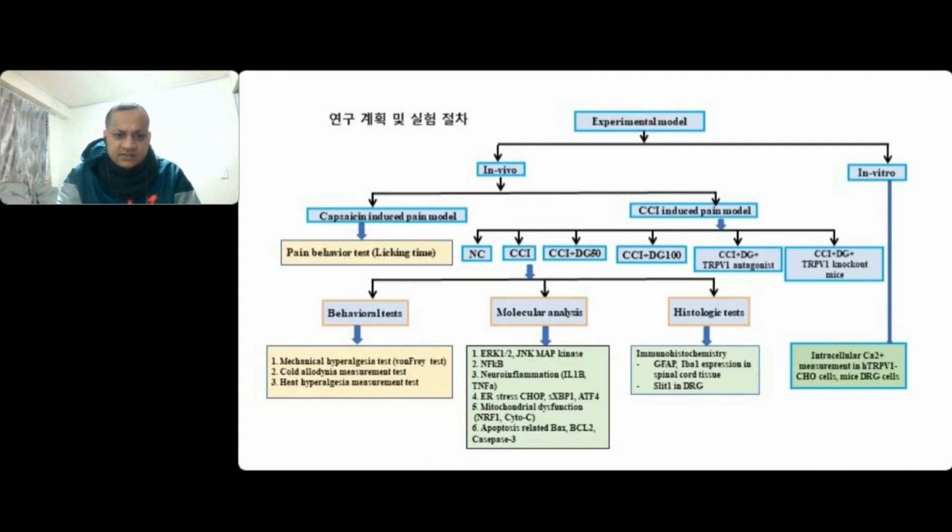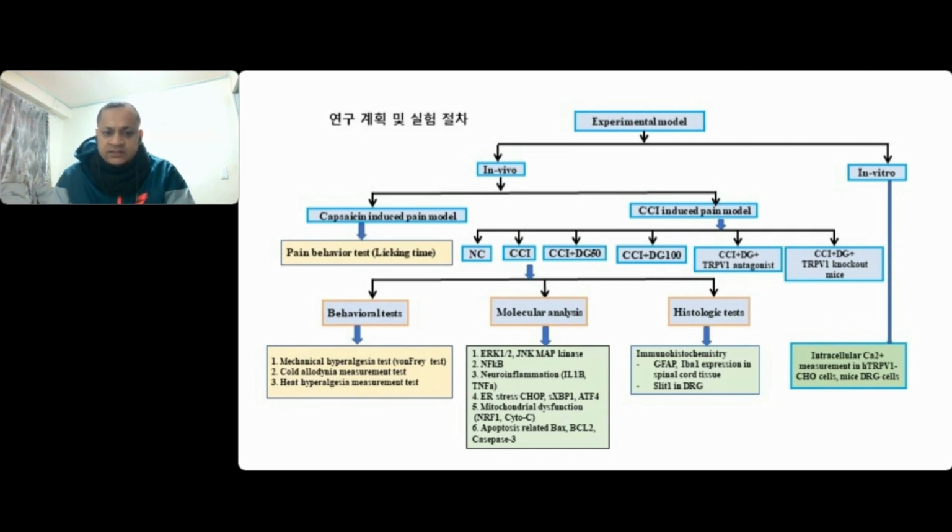So this is my experimental plan. This is my ongoing project, and I published part of the project. This is my research plan, how I did it. There are two parts to this project: one is in vitro and another one is in vivo. In the in vitro model, we use intracellular calcium measurement in hTRPV1 CHO cells and in DRG cells. We use two types of cells, CHO cells and DRG cells.